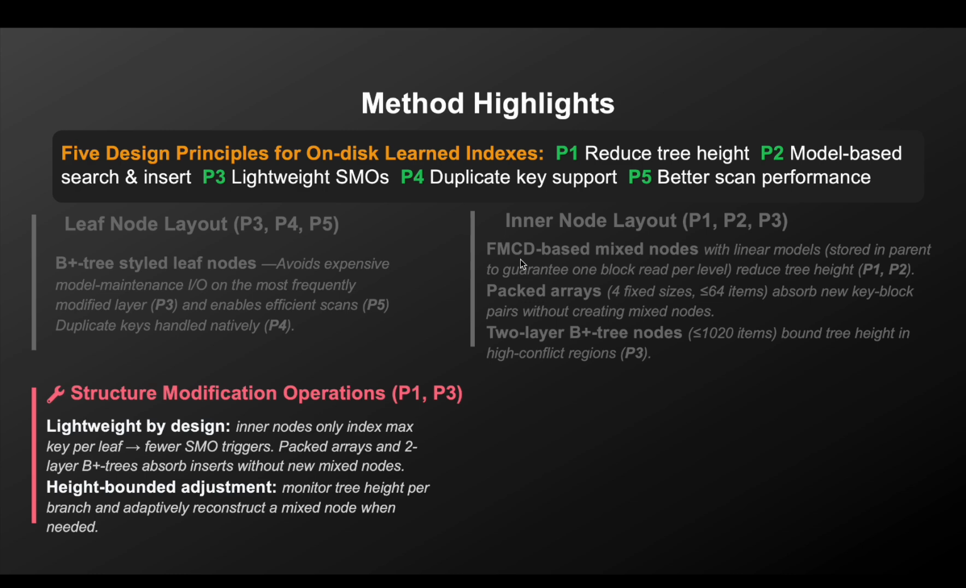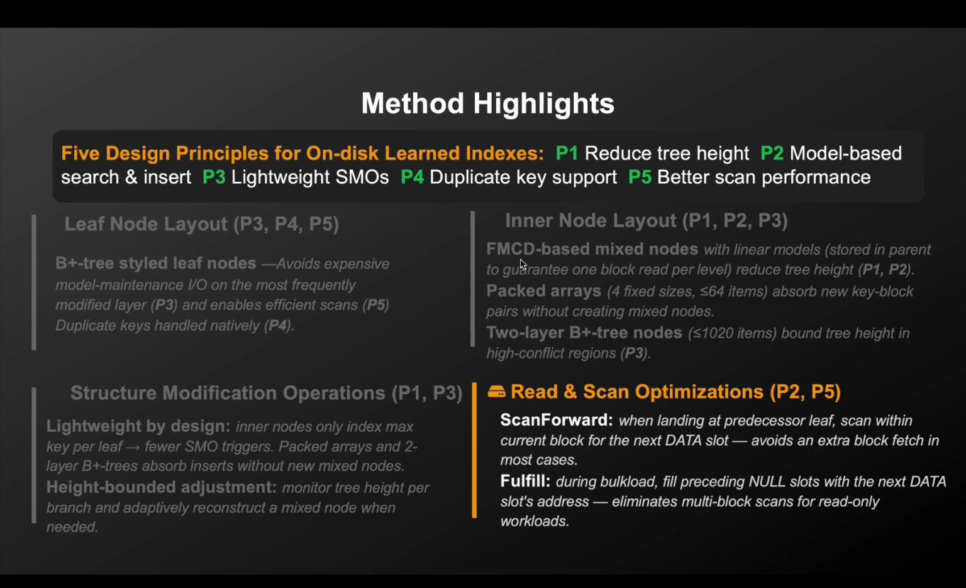At the same time, AULID monitors the tree height of each branch. If a region becomes too deep after many insertions, it reconstructs the structure adaptively to keep the height bounded. This is a crucial part of the design. Without controlling height growth, an on-disk learned index can eventually become worse than a B+ tree after many updates.